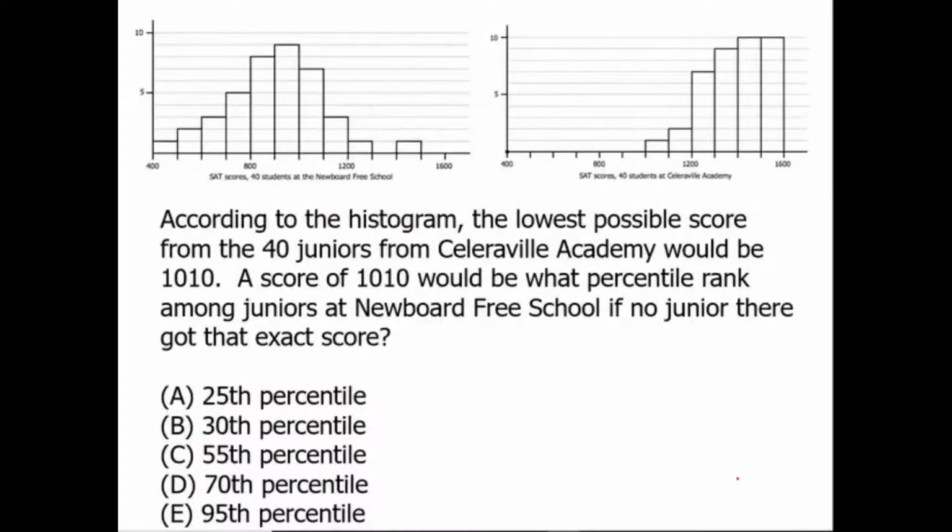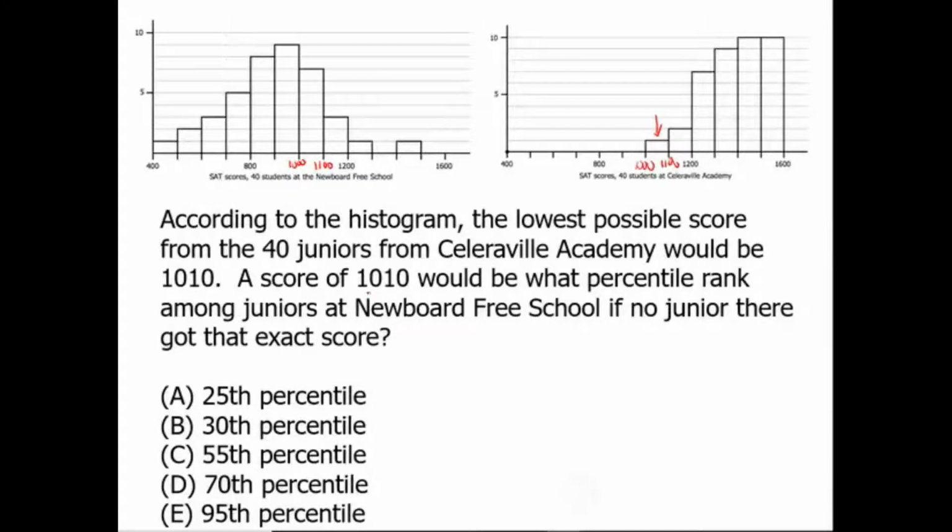Okay, let's look at the question. The lowest possible score. So we have a single score there somewhere between 1,000 and 1,100. We don't know what it is, but we're just going to assume the lowest possible thing it could be would be 1010. So a score of 1010 would be what percentile rank among juniors at Newburgh Free School if no junior there got that exact score? So 1010 would be in this column, again from 1,000 to 1,100.